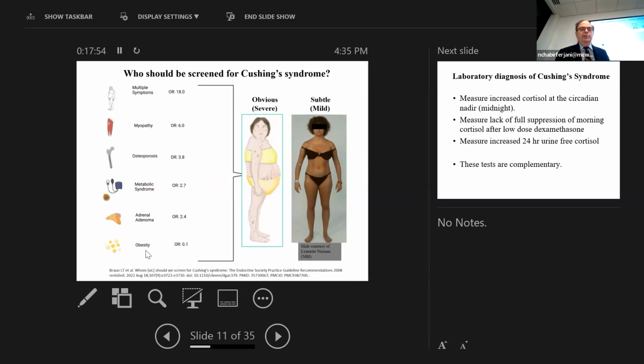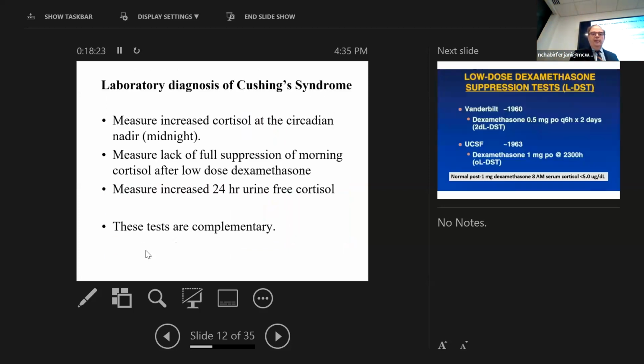Now, it's interesting that obesity itself actually decreases the odds ratio in most studies. And that seems, well, that doesn't make any sense. Well, it makes a lot of sense because you're screening a lot of obese patients. Turns out that most of them really don't have Cushing's. So obesity alone is just not enough. You have to have some other either physical finding or metabolic dysfunction to warrant screening.